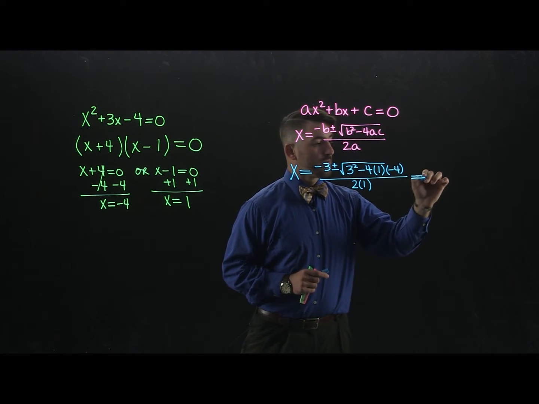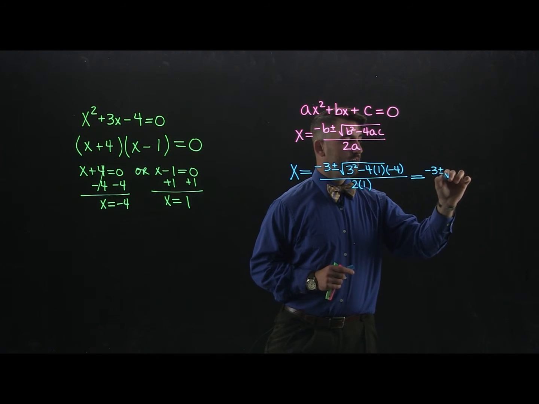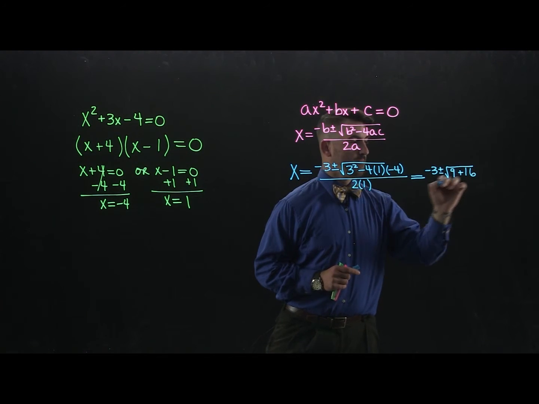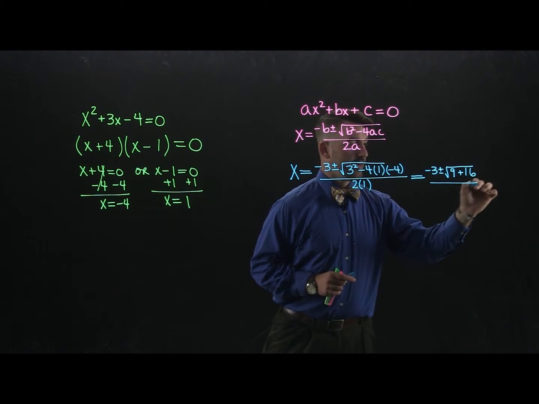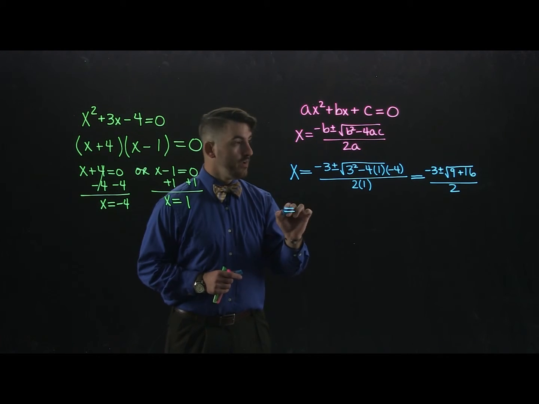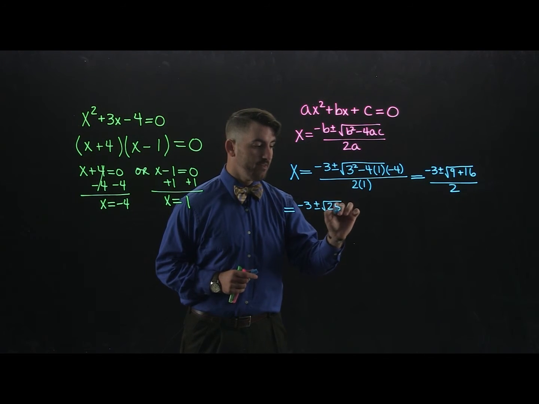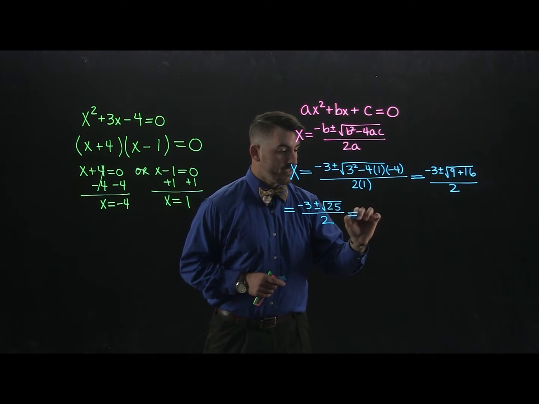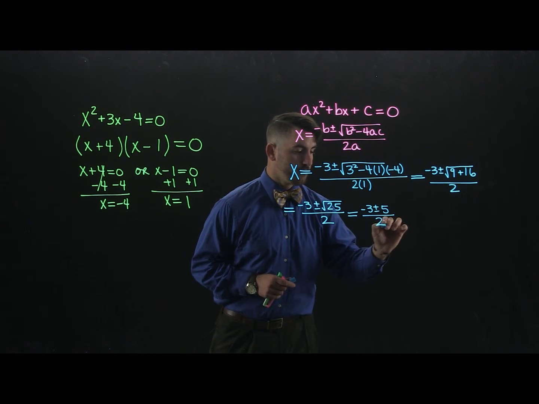To combine terms, we get -3 plus or minus the square root of 9 plus 16. It's 9 plus 16 because a negative and negative make it a positive. And then we divide everything by 2. Continuing on, we get -3 plus or minus the square root of 25 divided by 2 again. We then get -3 plus or minus 5 over 2.